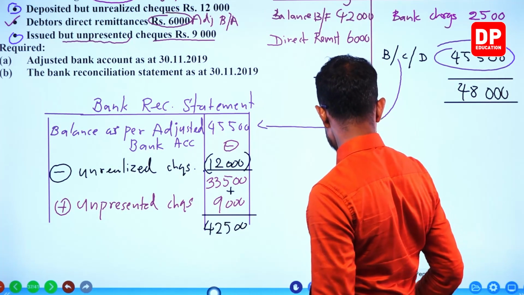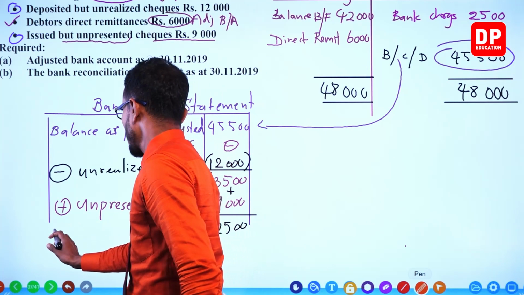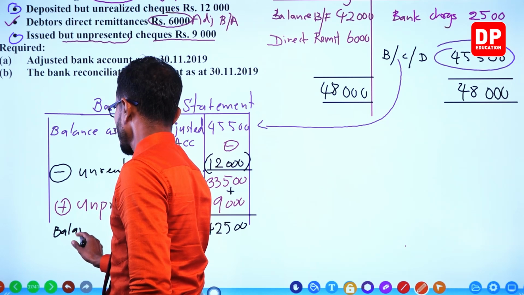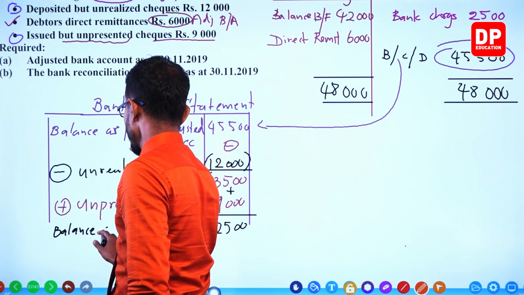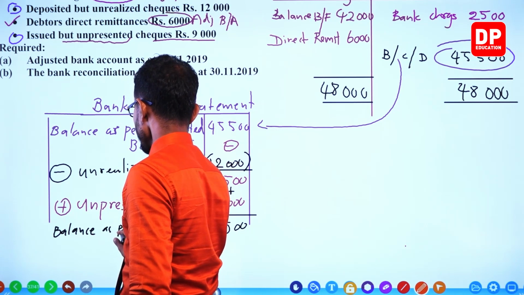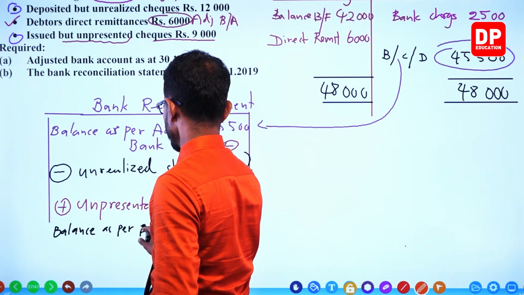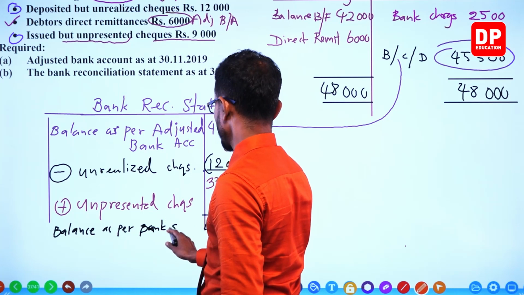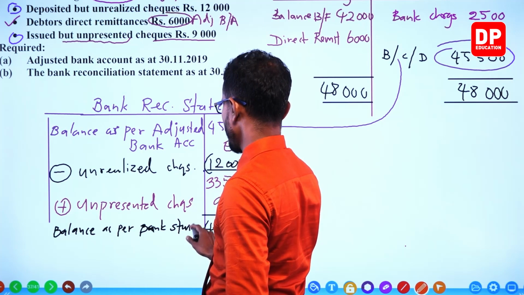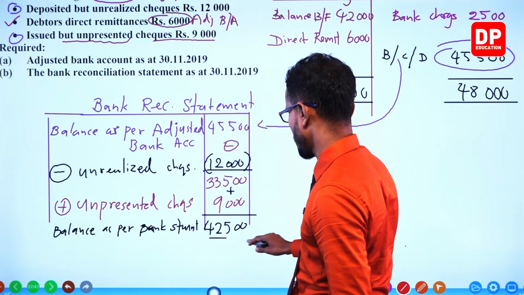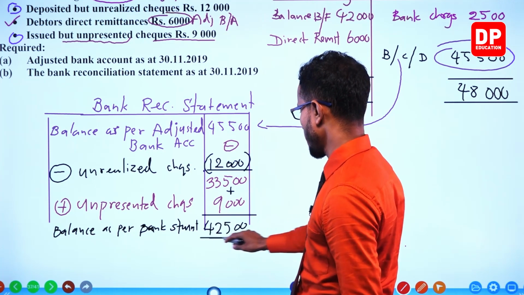Okay, you have to write this description. Balance as per bank statement, 42,500. That's how you say it.